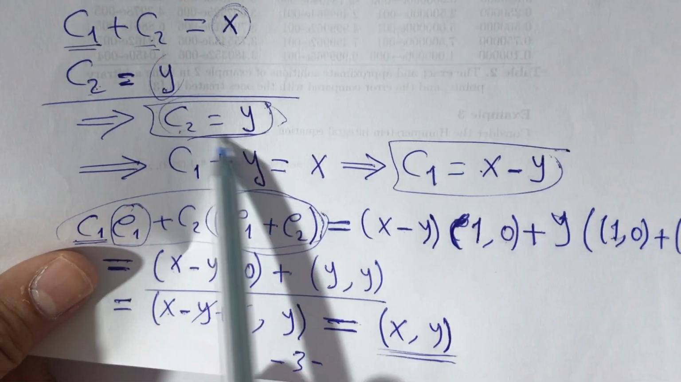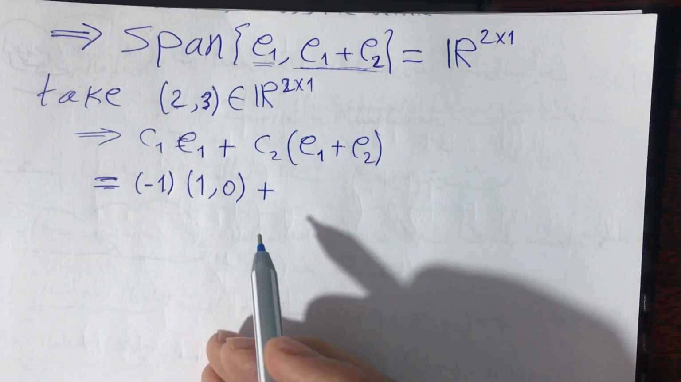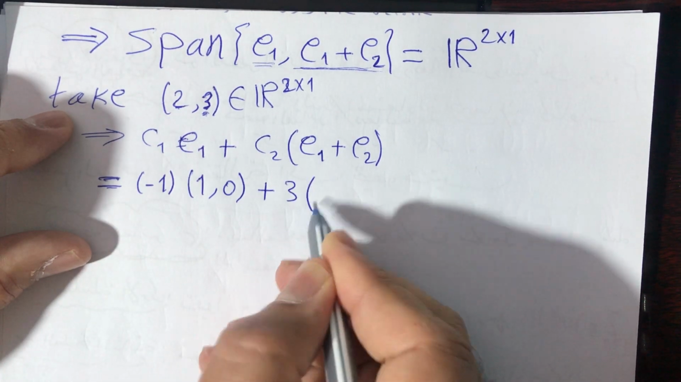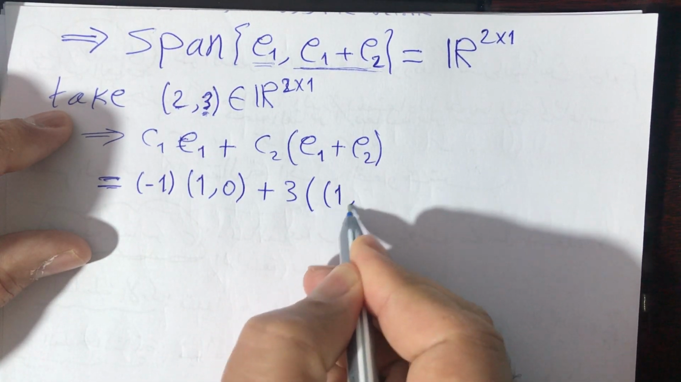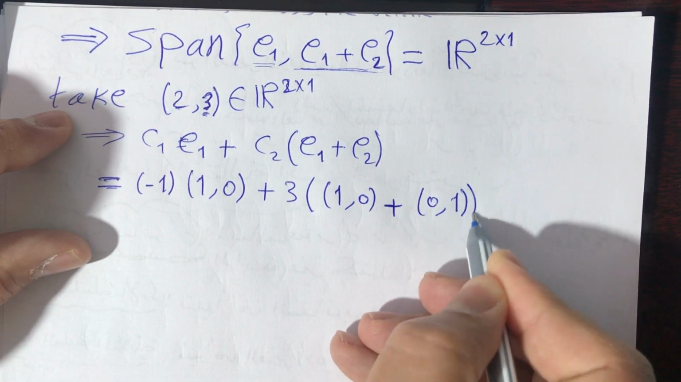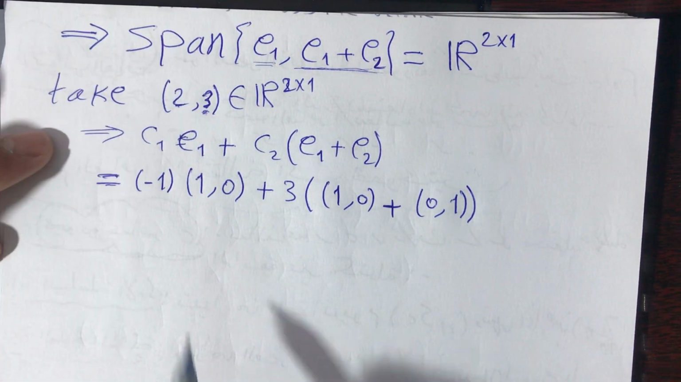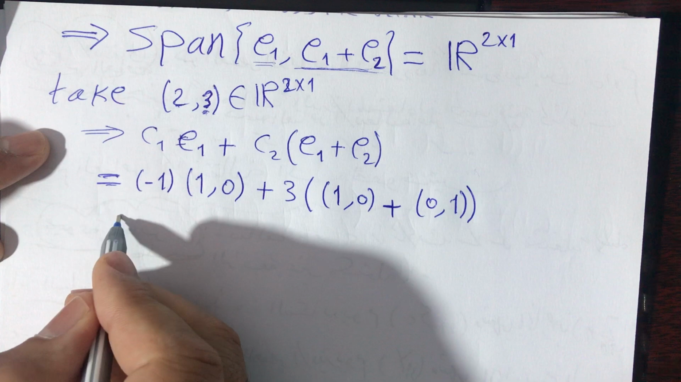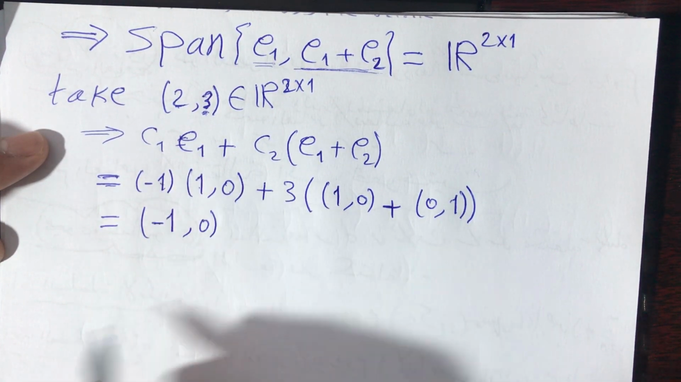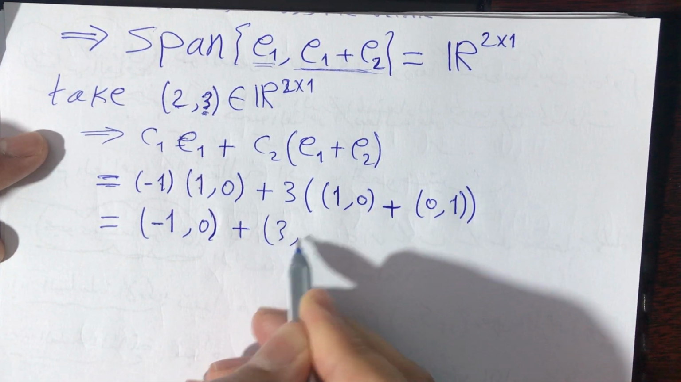I know already C1 equals x minus y, and C2 equals y. So C2 is equal to y. What about y? Y is 3. So C2 is 3, E1 is equal to (1, 0), and E2 is equal to (0, 1). Now we can show that (2, 3) is equal to this combination. Move here, this will be (minus 1, 0), and here (0, 3). The sum will be (2, 3).